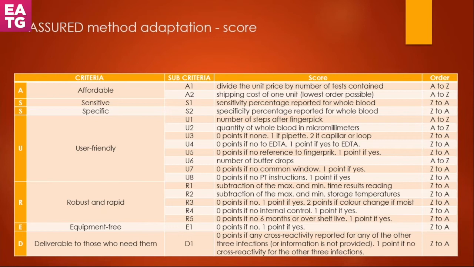R2 is regarding the humidity control. If there's no second line, 0 points. If there is, 1 point. If the second also changed color when moist, 2 points. Regarding the internal control, 0 points if there's no internal control, 1 point if yes. Regarding the shelf life, 0 points if not 6 months, 1 point for yes. Regarding equipment free, 0 points if no equipment free, 1 point for yes. Regarding no cross reactivity, 0 points if any cross reactivity is reported or the information is not provided, or 1 point if no cross reactivity for the other 3 infections.